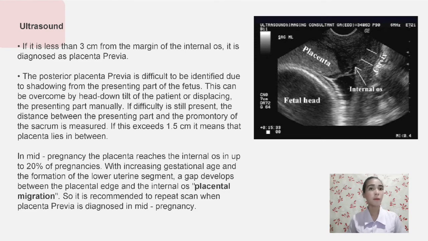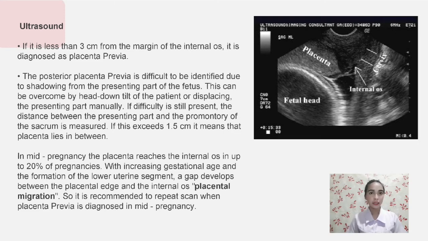This can be overcome by head-down tilt of the patient or displacing the presenting part manually. If difficulty is still present, the distance between the presenting part and the promontory of the sacrum is measured. If this exceeds 1.5 cm, it means the placenta lies in between.